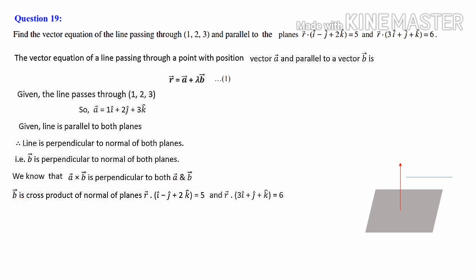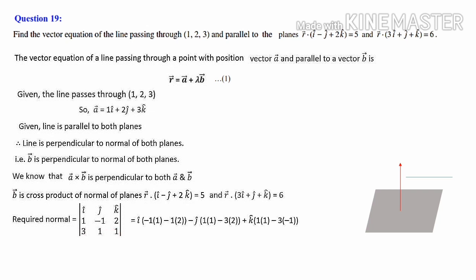According to our assumption, b vector is perpendicular to the normal of both the planes. So here b vector is the cross product of the normals to these two planes. Here the normal is this one and here the normal is this one. So let's take the required vector as the cross product of these two normals. We write it in determinant form: i, j, k in the first row, then 1, minus 1, 2 as the second row, and from here 3, 1, 1, the direction ratios of the normal, as the third row.